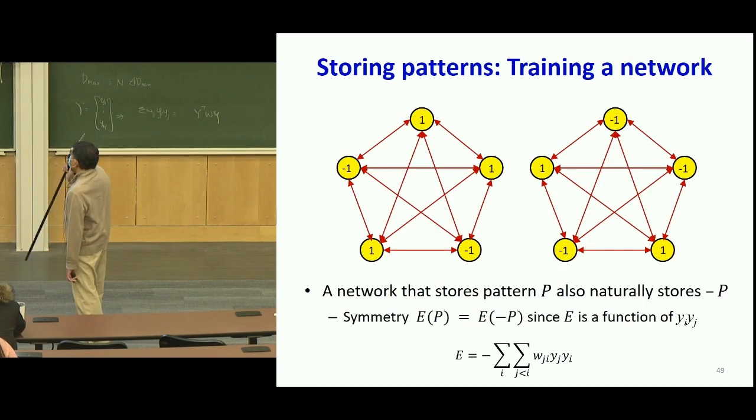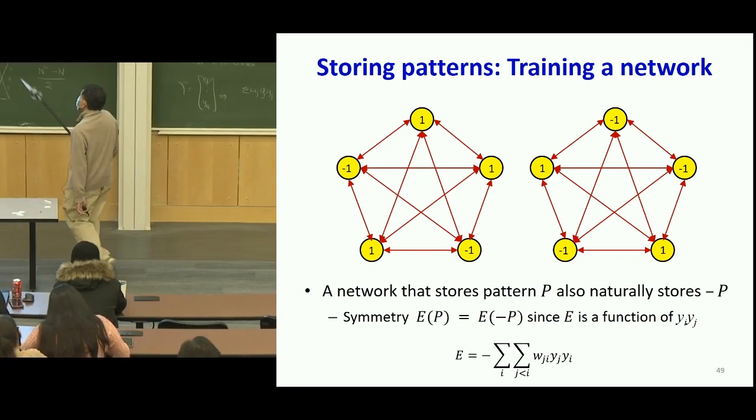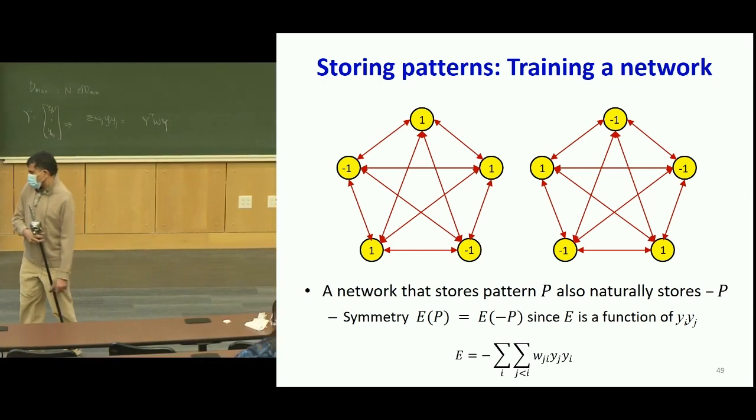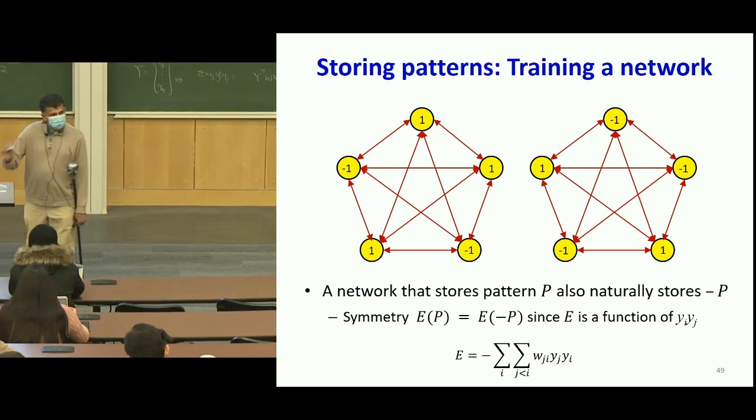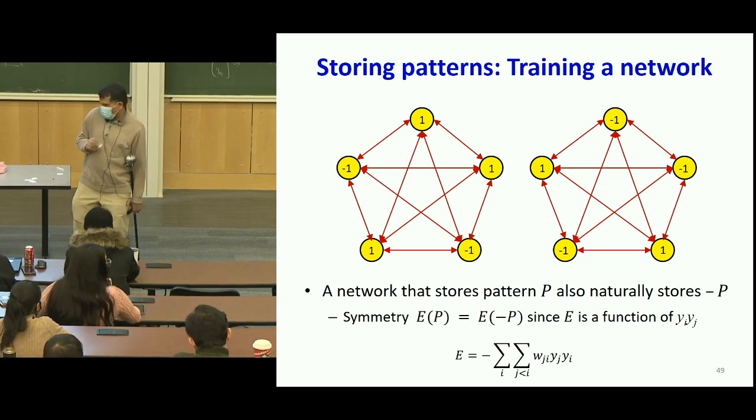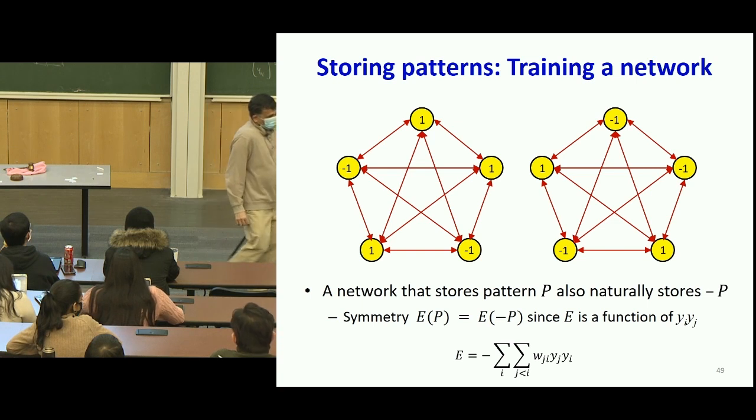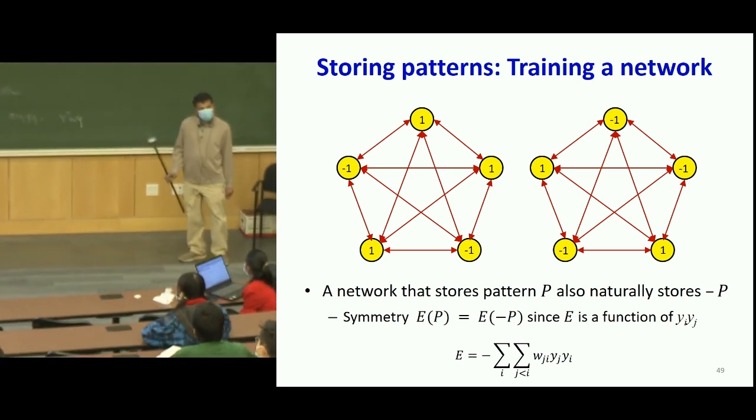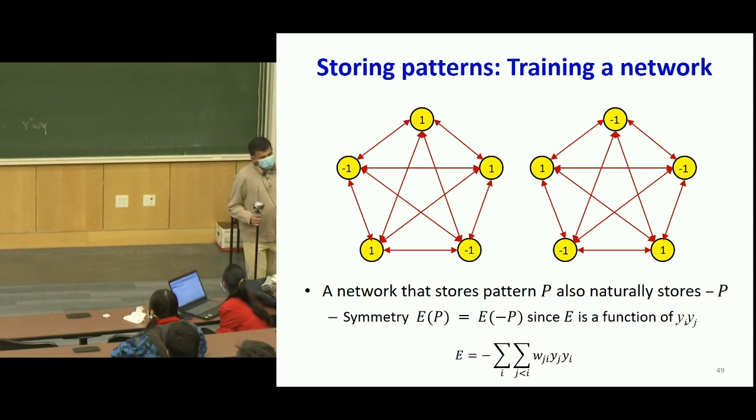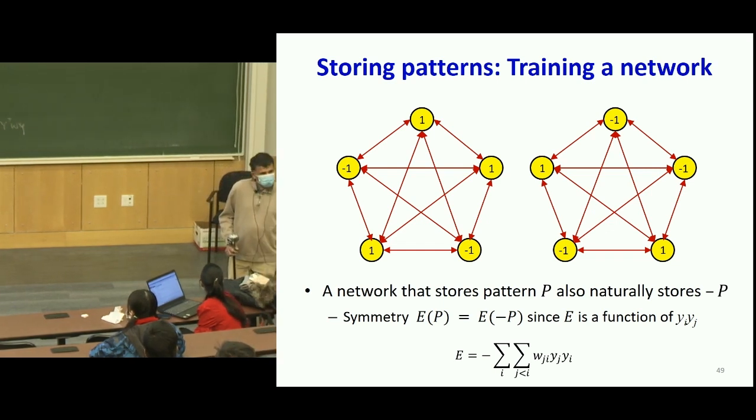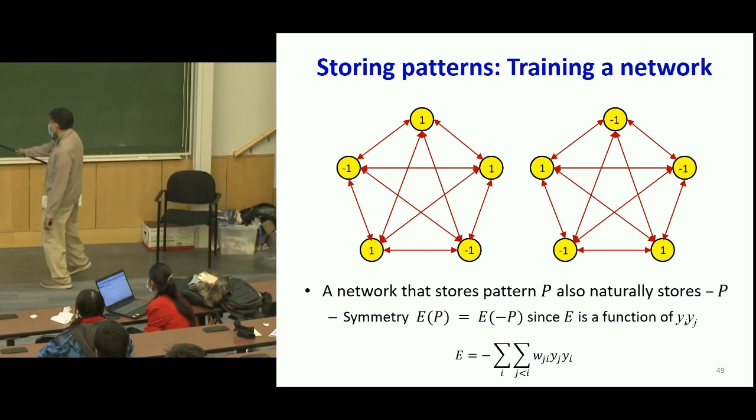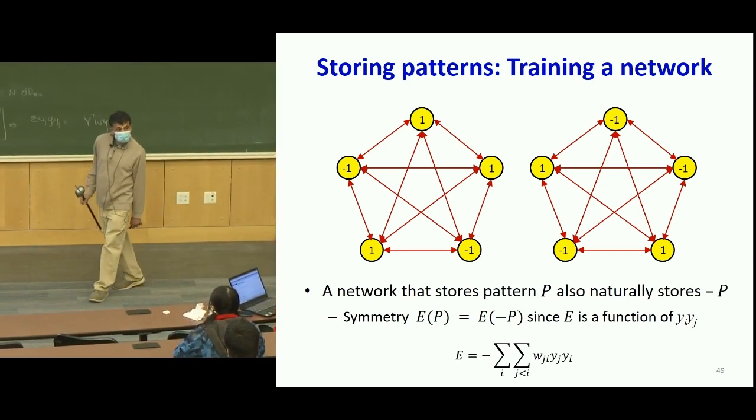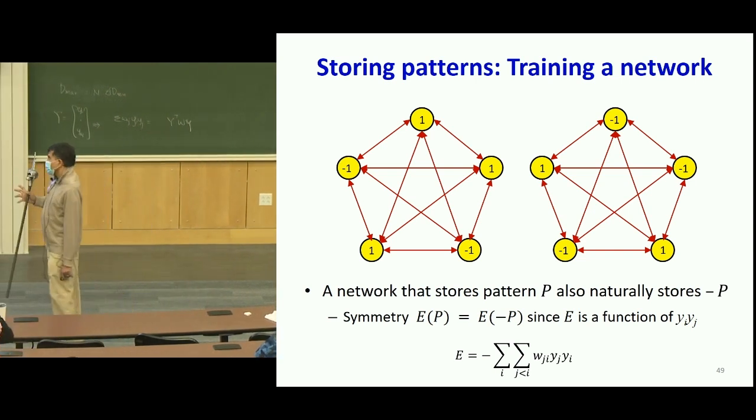Now, something over here. When I write it like so, a network that stores a pattern P also stores a pattern minus P. So who is number one? Can you tell me why something that stores P would also store minus P? Look at this equation here. That's right. If this was minus y, minus and minus would cancel out, right? So if y is a minimum, minus y is also a minimum. So there's naturally a symmetry over there.